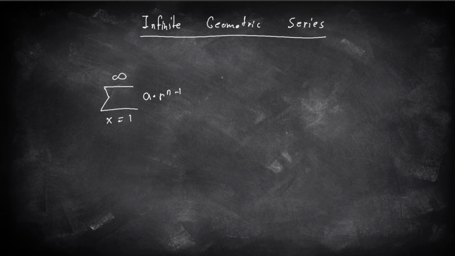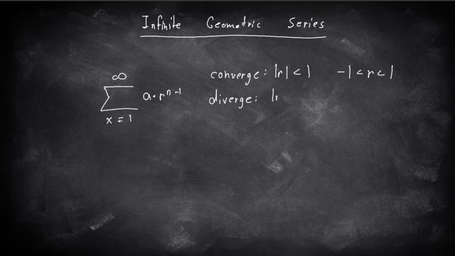And these converge when the absolute value of r is less than 1, or you could think about it as r has to be between negative 1 and 1, and they diverge when the absolute value of r is greater than or equal to 1. So basically anything outside this interval, it diverges.